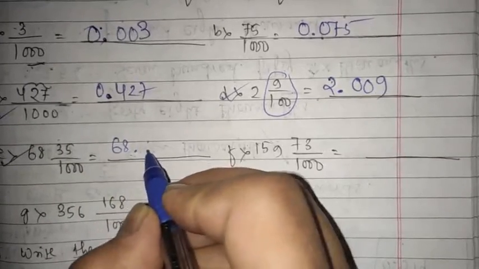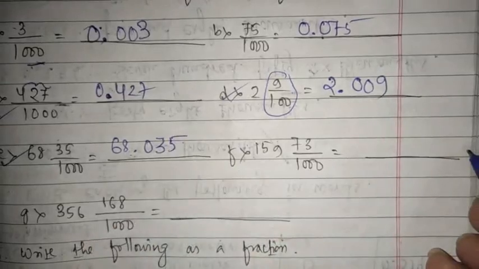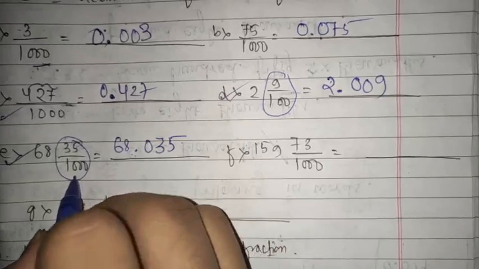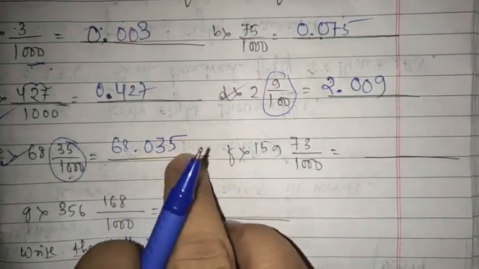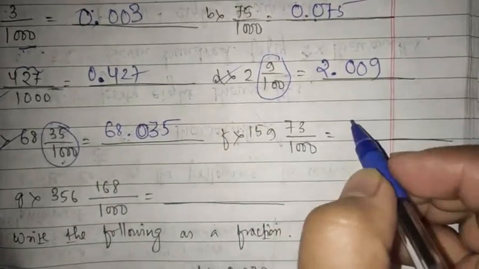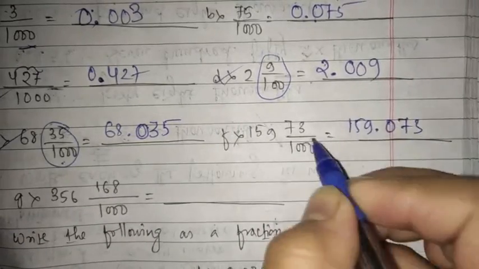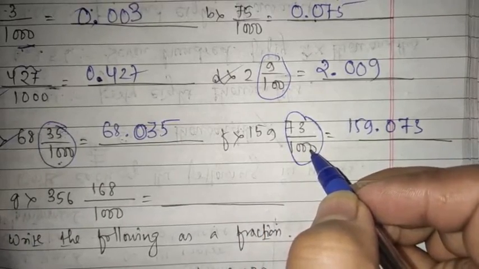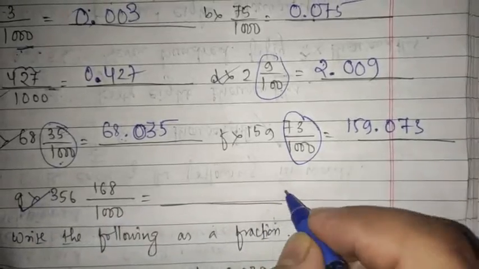Part E, 68 and 35/1000, a 2 digit number is there. So 035. Right? It is a 2 digit number divided by 1000. So 68.035. After the decimal, only one 0 should be added. Similarly, 159.073, as it is also again a single digit number divided by 1000, right? So the last part we have is part G, which will be a home assignment.